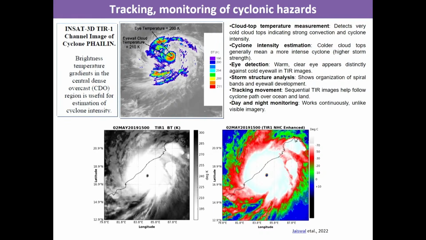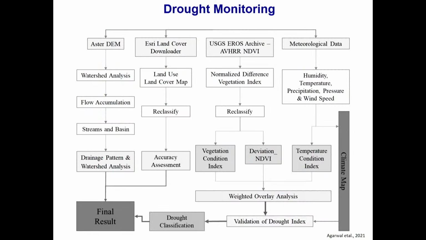Similarly, for drought monitoring, which is also one of the hydrological hazards, we can see the stress in the vegetation, how the NDVI is changing, how the soil moisture is changing, and the rate of evapotranspiration. All these different factors can be taken from satellite-based products, their anomalies can be detected, and we can use certain drought indices to do drought classification.